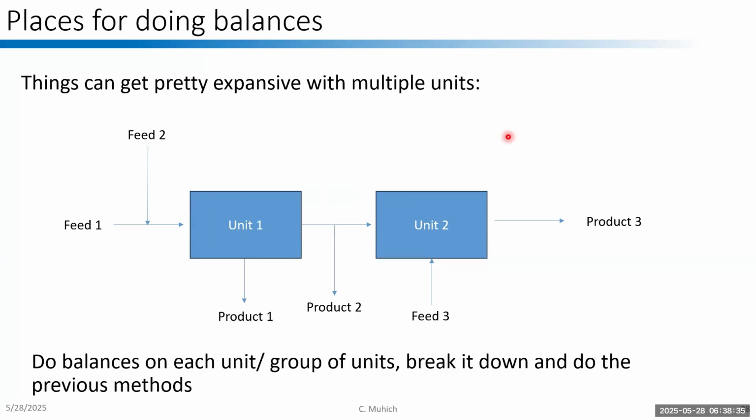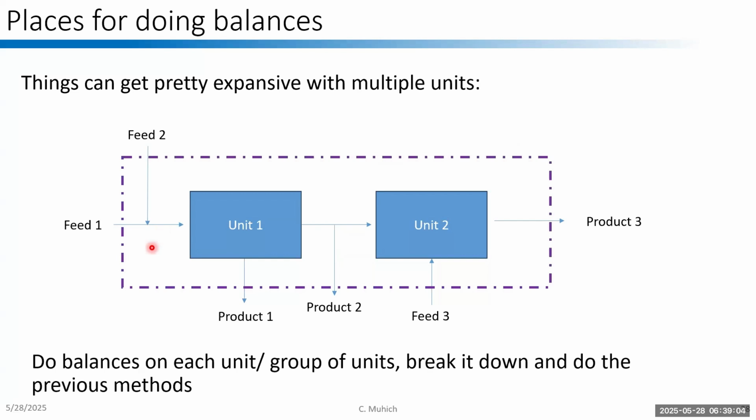So how can we do this? Well, it's going to be the exact same idea that we took for a single unit, but I have to do this in multiple places. I'm going to break up this problem into individual points of mixing or individual points of balances. And then I can derive my equations on each one and move forward.